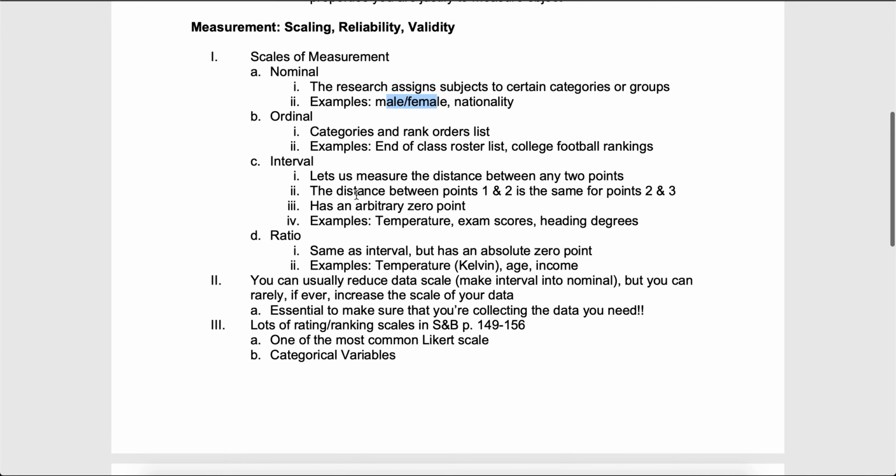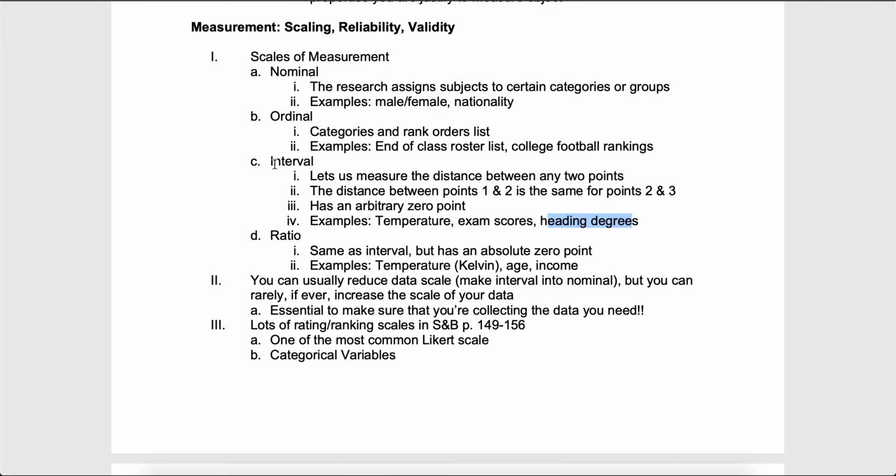Interval would be anything that's measuring between 2 points. Examples would be temperature, that's measurable, right? Exam scores, that's measurable. Heading in degrees could be a performance scale or measurement; the change in heading degrees could be a performance measure, and that's an interval scale. And so that is interval.